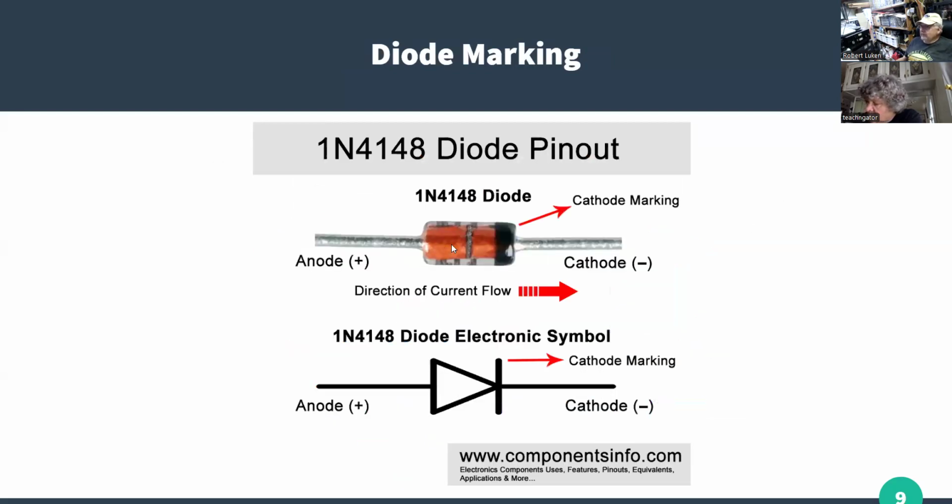Here's a typical diode, this happens to be a germanium 1N4148. It's been around for decades and decades. You see the black stripe, which indicates the cathode end. In this one, it's in glass, and you can actually see the p-n junction here in the middle. And this is the symbol that we use, showing the anode and the cathode.